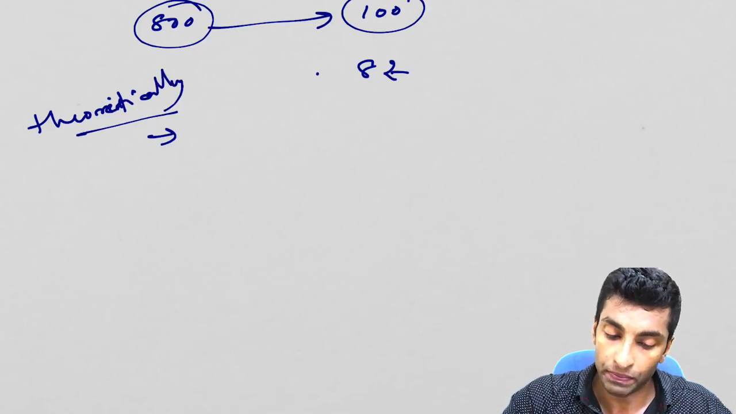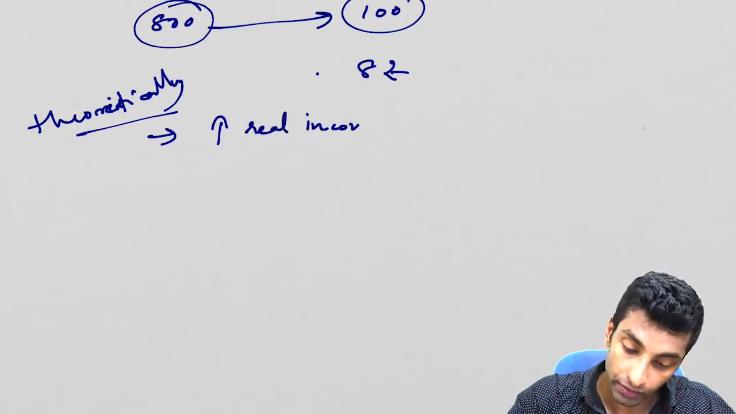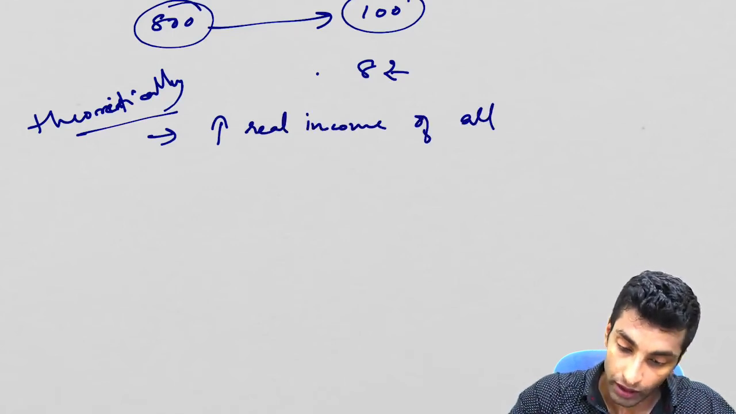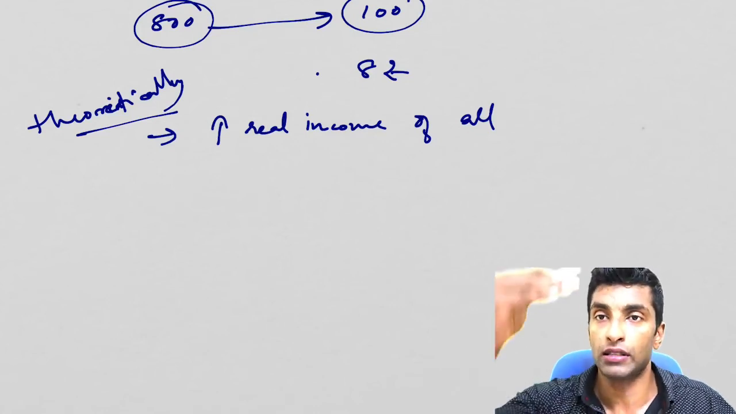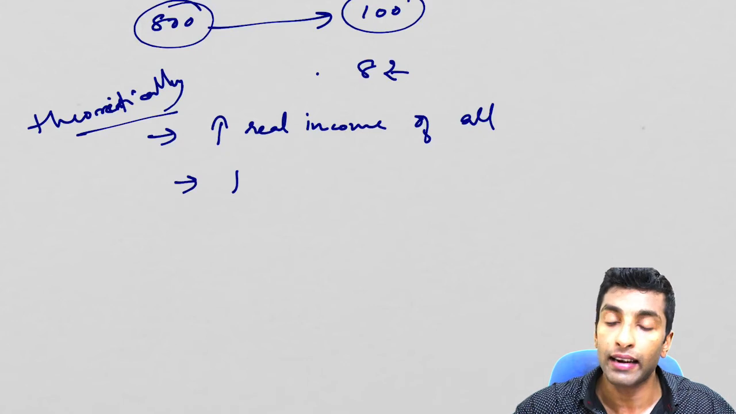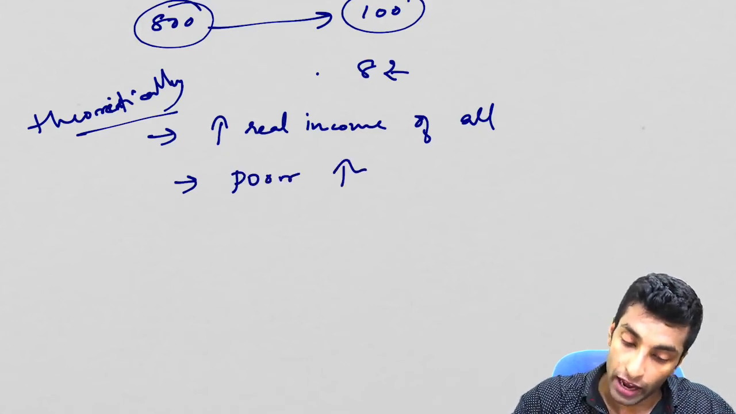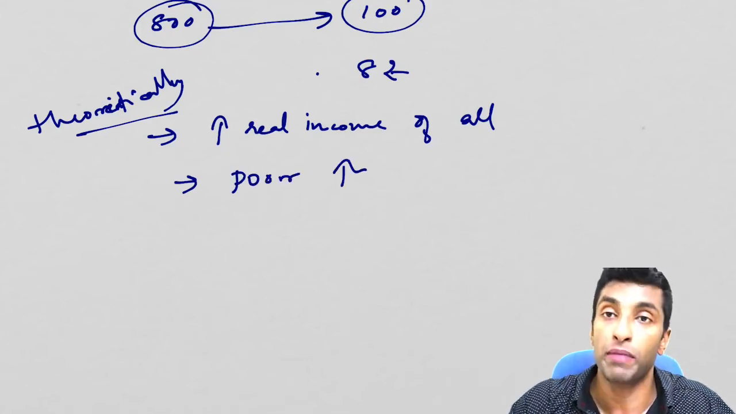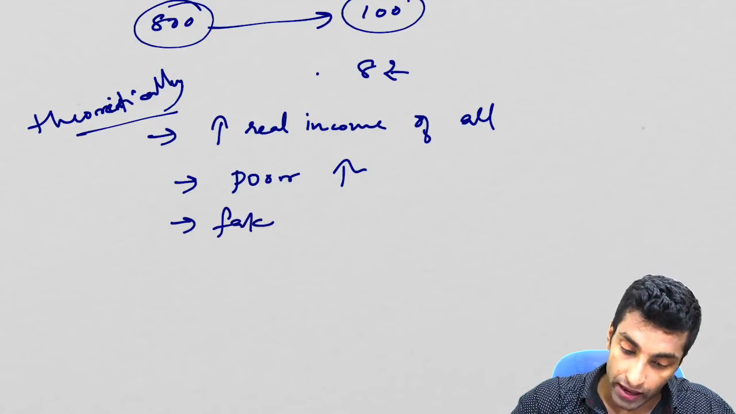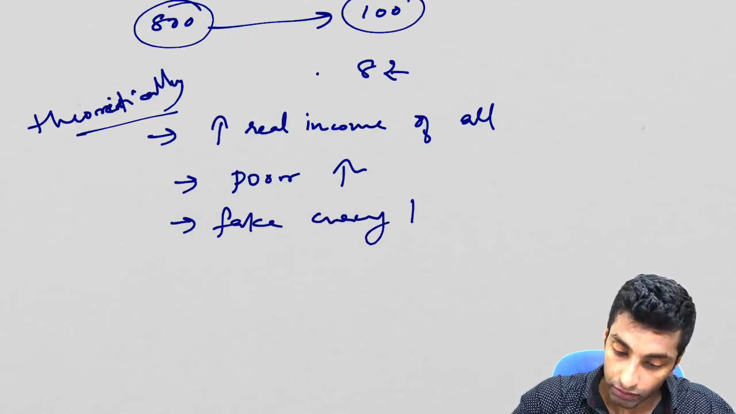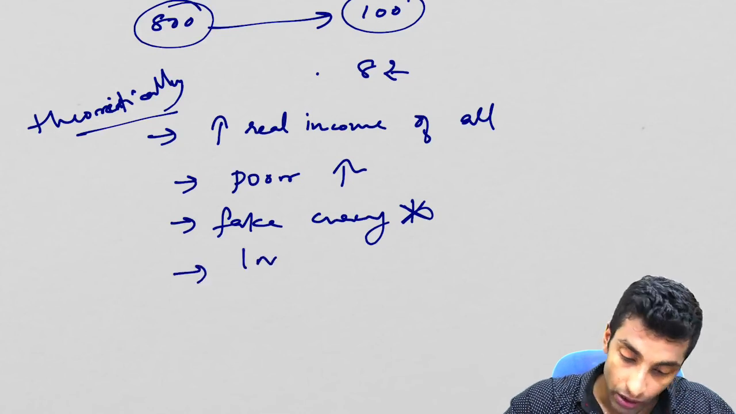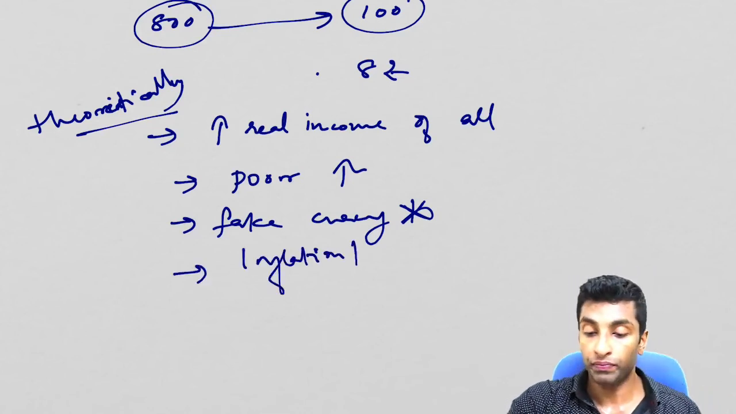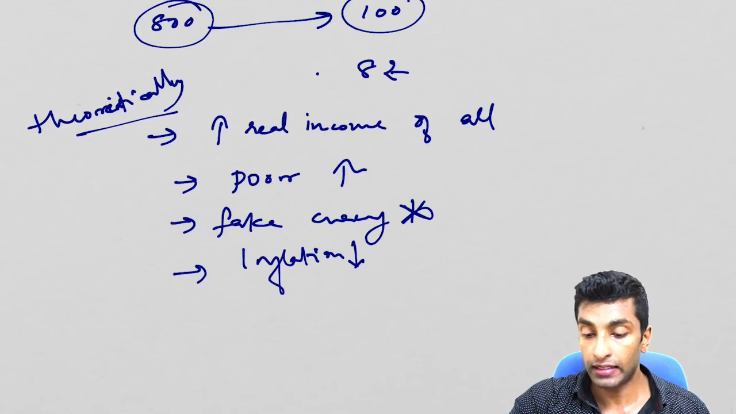Theoretically, what are the advantages? It increases real income of all. That means purchasing power will increase because the price will come down. It can tackle inflation. Now the life of the poor will be better, improved. Fake currency will be eliminated. Okay. Now then inflation will decrease.